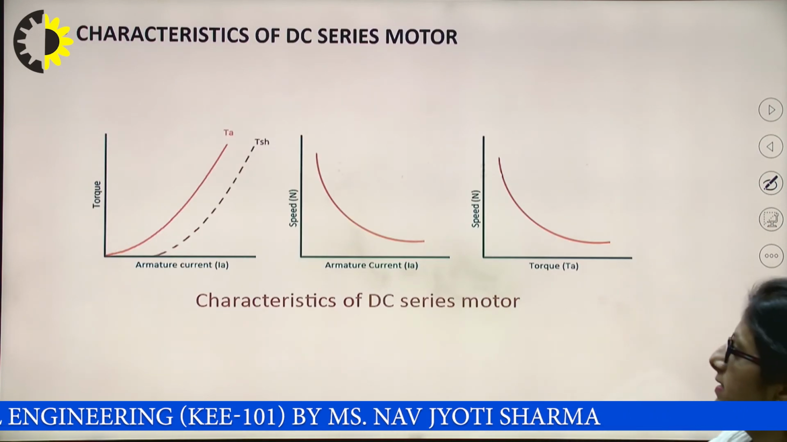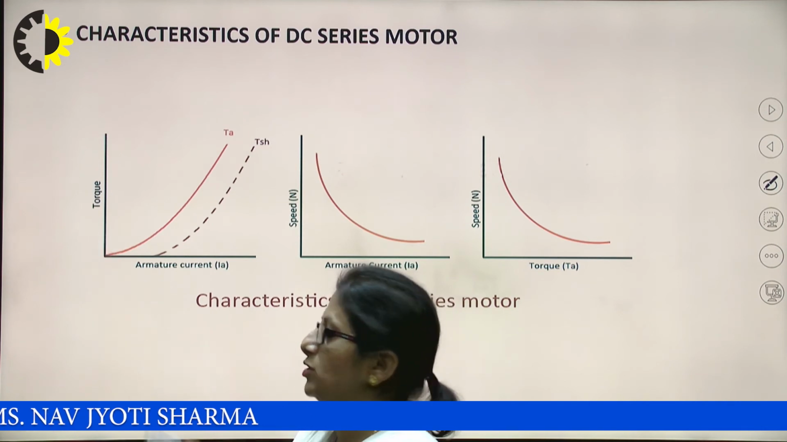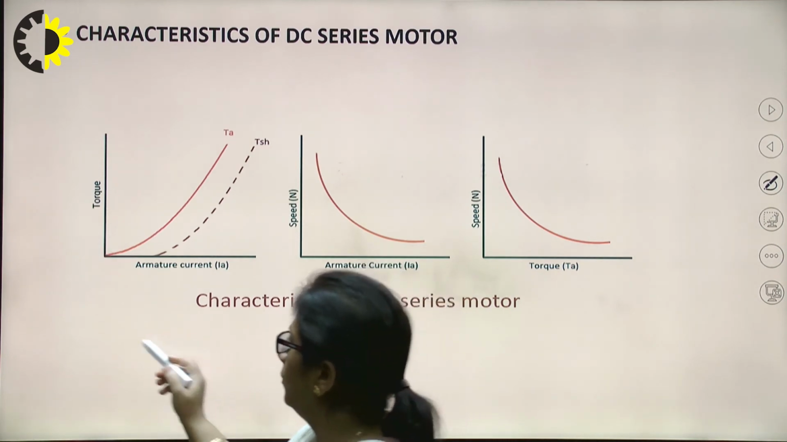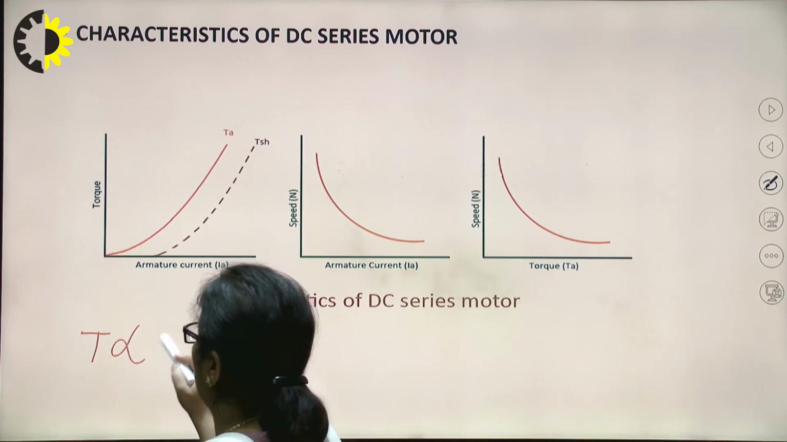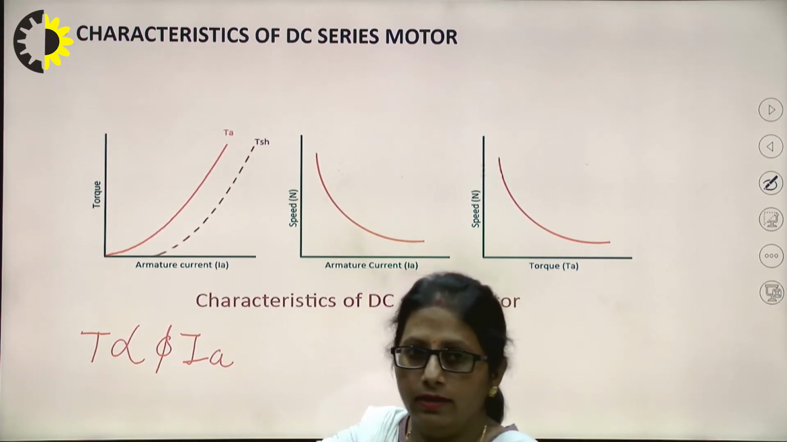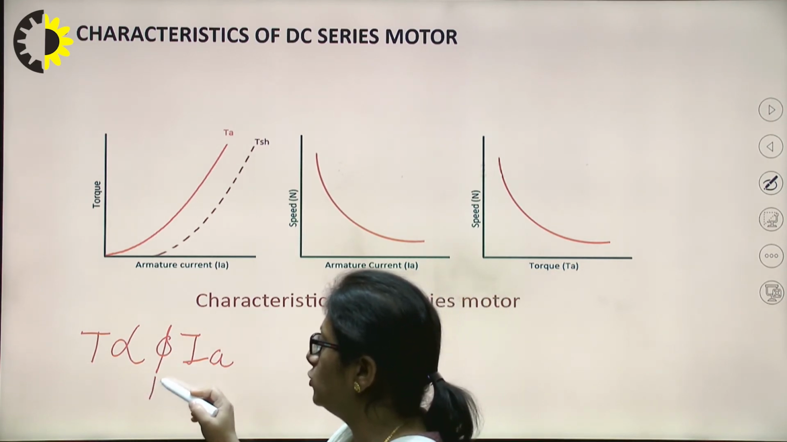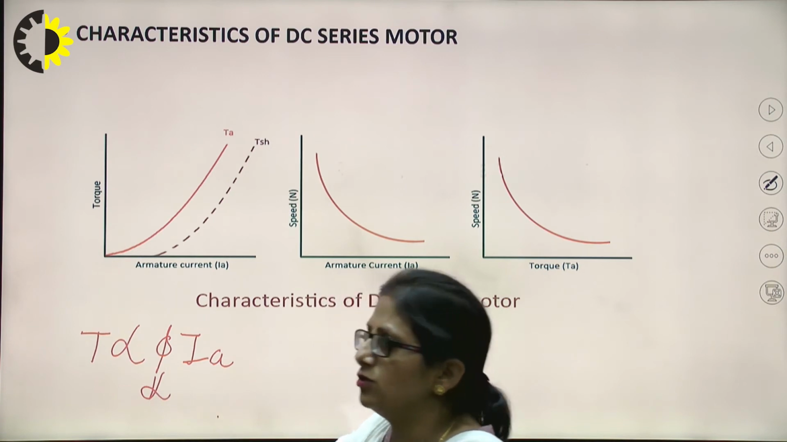Now, in case of a DC series motor, the very first characteristic we are going to see is the torque versus armature current, right? It can be seen over here. The torque is directly proportional to flux into IA. We know that. In case of a DC series motor, this flux is proportional to what? This flux is not constant.